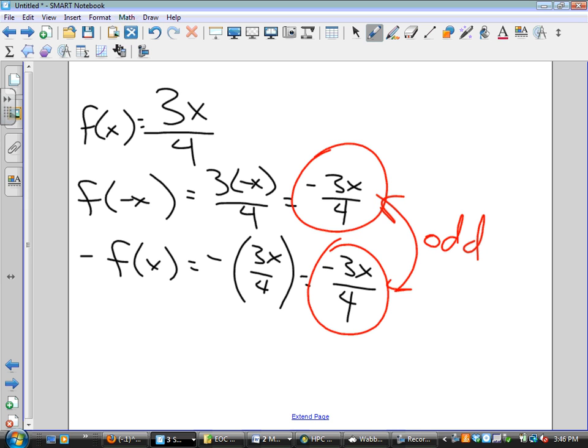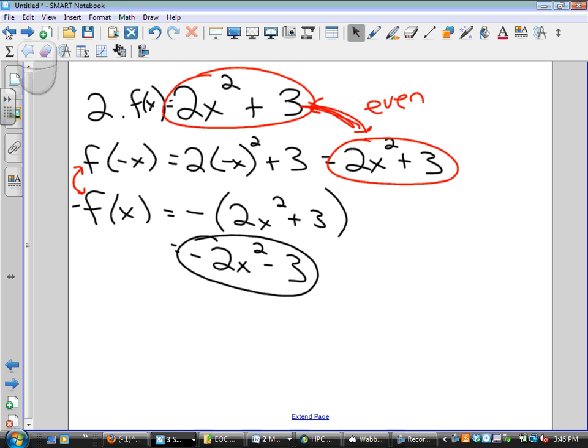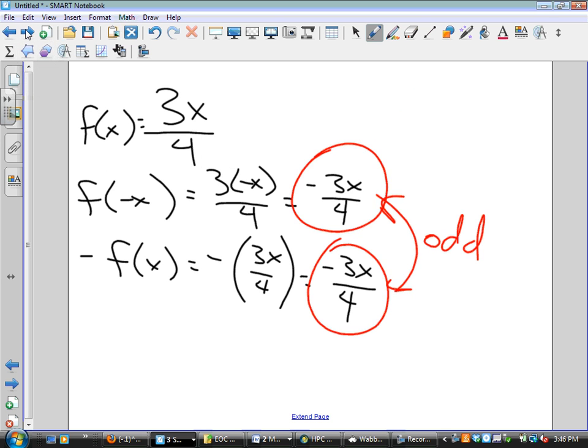Now, a little trick, if it's a polynomial function, is any even function will only have even exponents, and any odd function will only have odd exponents. So that's a good trick. Another way to determine whether it's even or odd is to look at the graph.